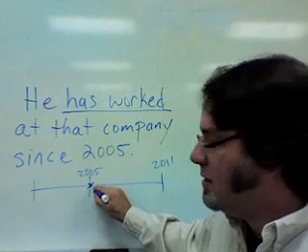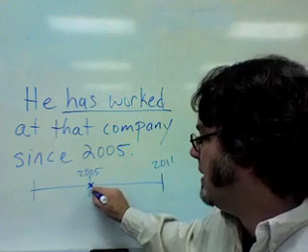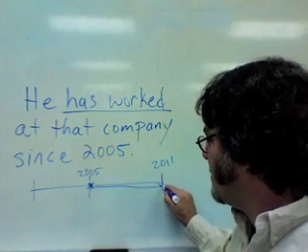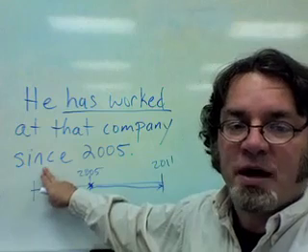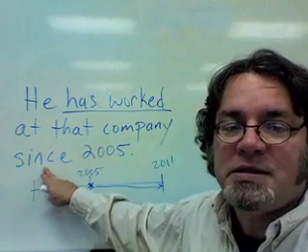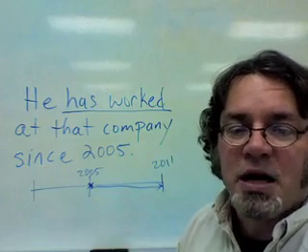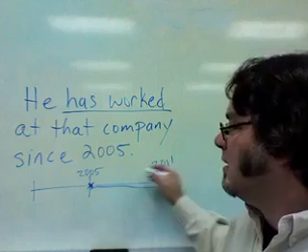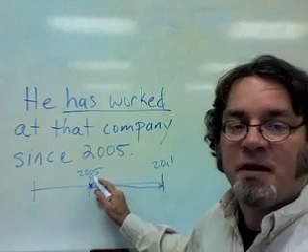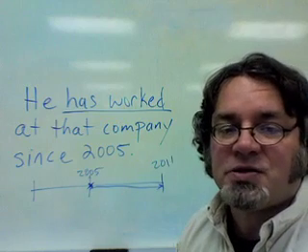So this is when he started working at the company, and he still works there. This indicates a passage of time of 6 years since 2005. So we have to count back from 2011 to 2005, and that's 6 years.